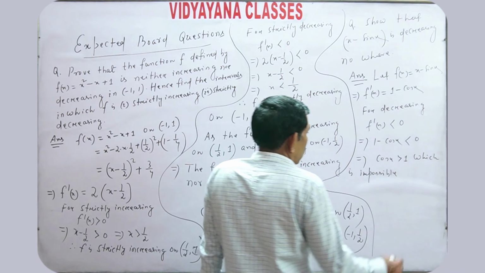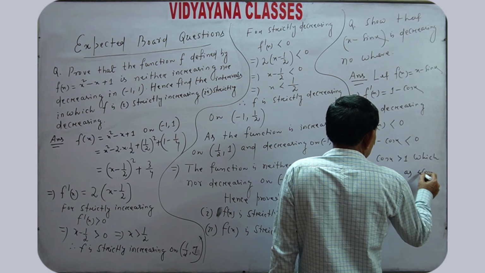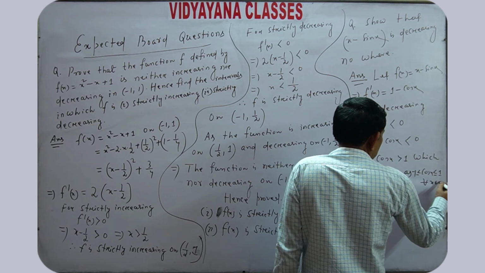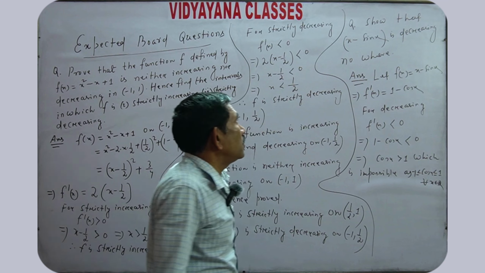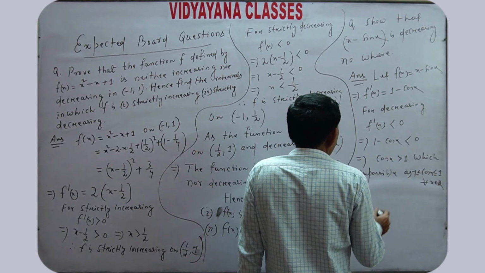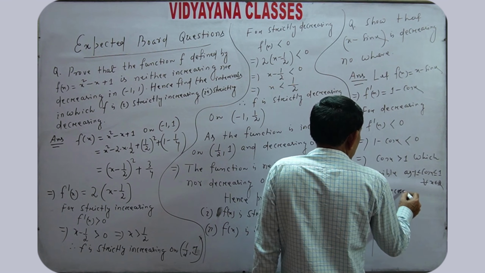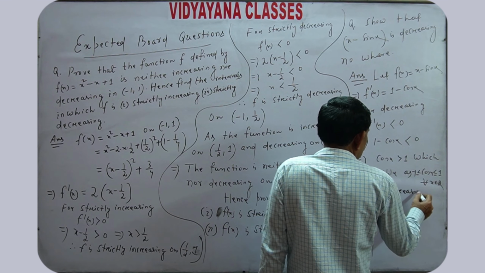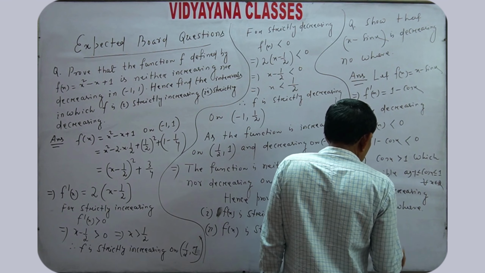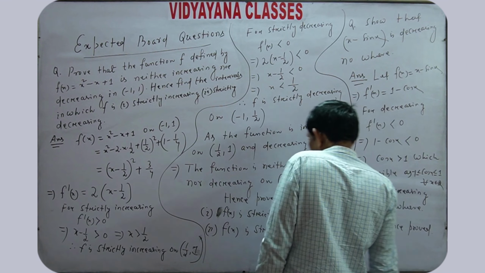Clear? As cos x is greater than or equal to −1 and less than or equal to 1 for all x belonging to R. Therefore, f is decreasing nowhere. Hence proved. Clear?